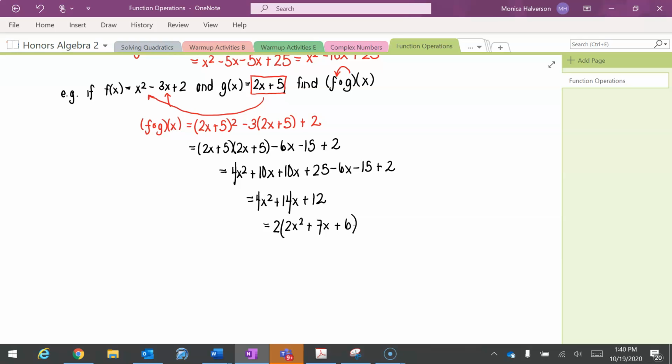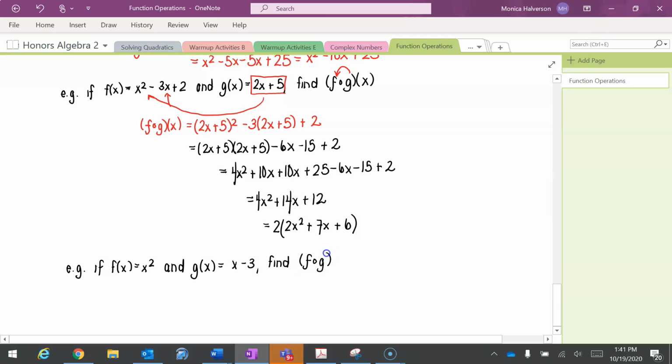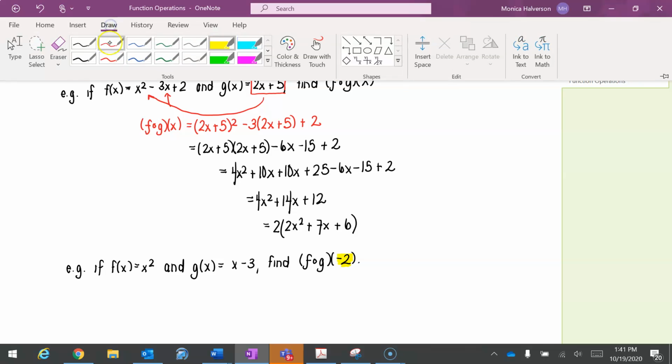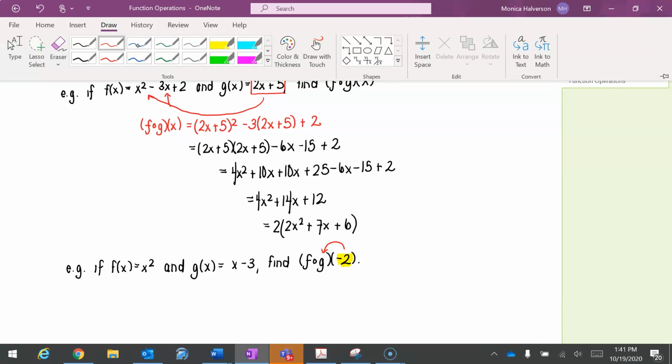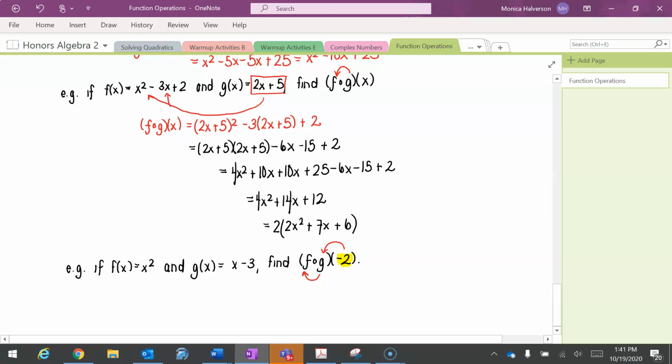Okay? One more example together before you do one on your own. Let's say f of x equals x squared and g of x equals x minus 3, find f composed of g of negative 2. Now in this case, we've actually introduced a numerical value. So how are you going to solve this? Well, you're going to work backwards again. You're going to plug in negative 2 first into g of x, and whatever value we get, we are then going to plug into f.